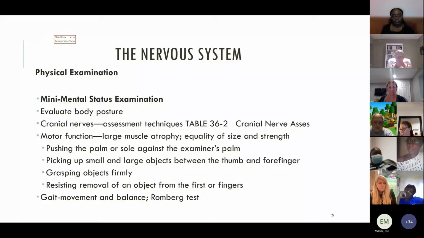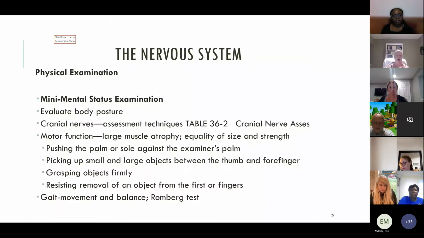We can do the gas pedal test where we test their dorsiflexion and plantar flexion, so they can pretend like they're pushing down on a gas pedal and then pulling their feet back. What type of dexterity they have? Are they able to pick up small objects with their thumb and their forefinger? Can they really use their hands to pick up large objects? Things like that. And definitely we want to make sure we're checking their gait, movement, and balance.